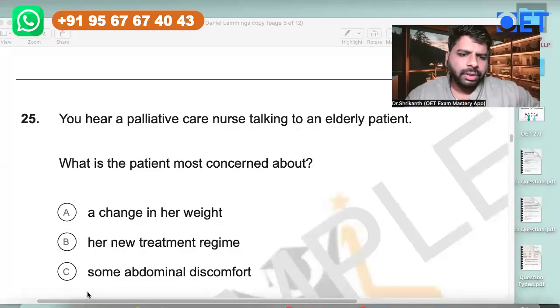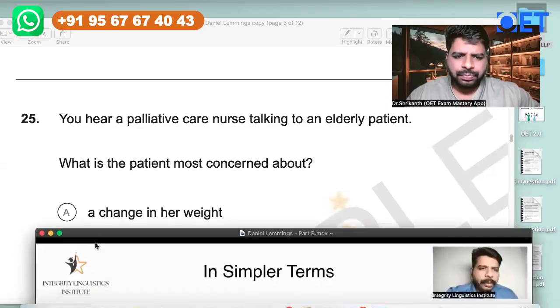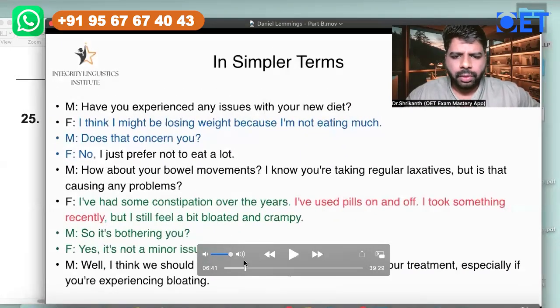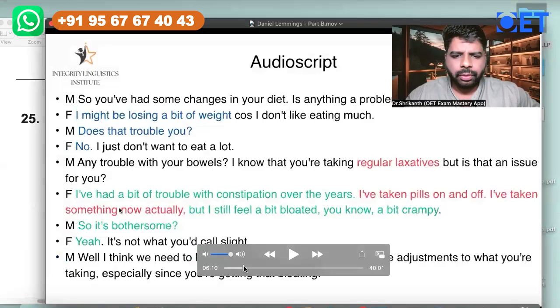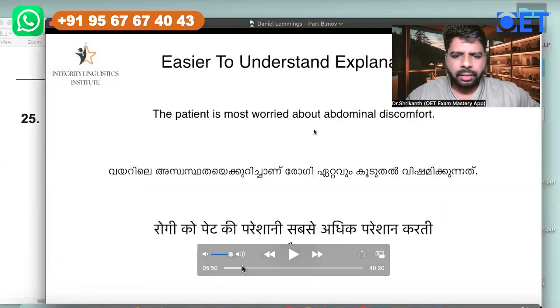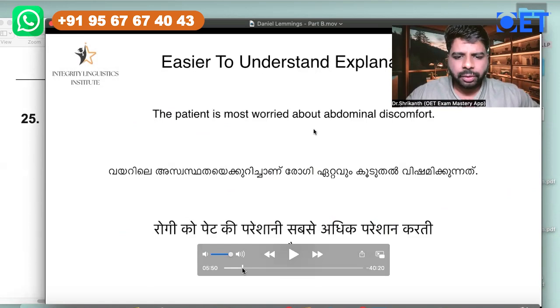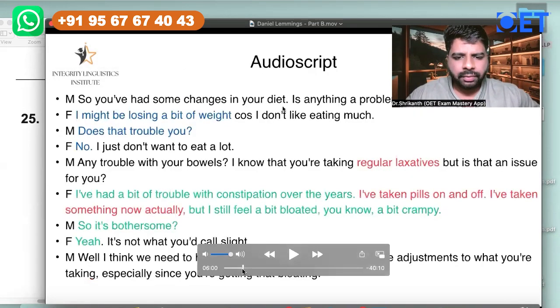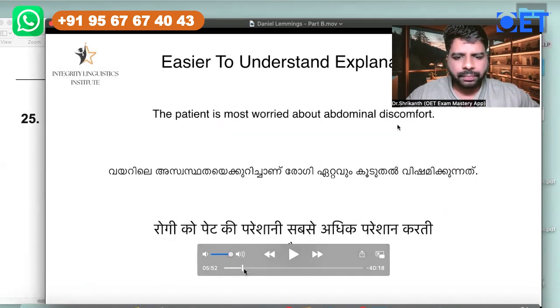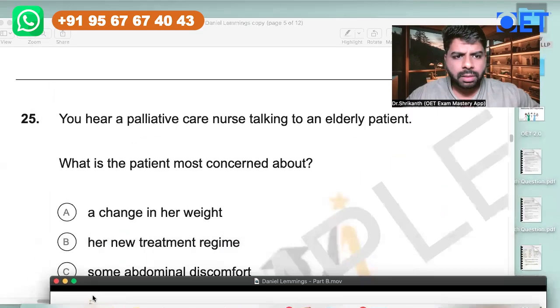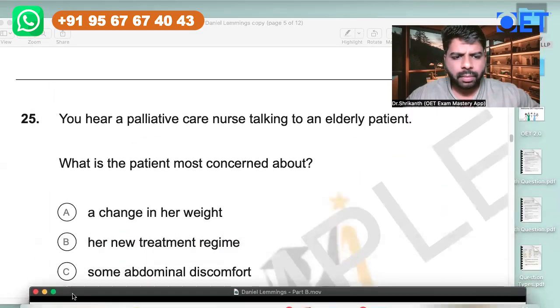Should I play the audio once again? I think it is a fairly easy question. All right, so I'll just play the audio once again. Just give importance to the present tense, okay? Because what is the patient most concerned about? Most concerned means it is not past tense, it is not future tense. So it is actually present tense over here. I'll play the audio once again, and then we'll have a detailed discussion regarding that. Discomfort. Now let's hear the audio script.